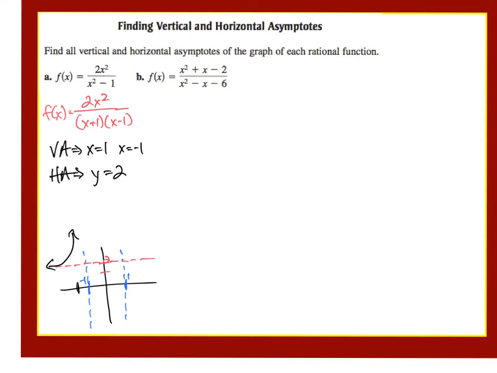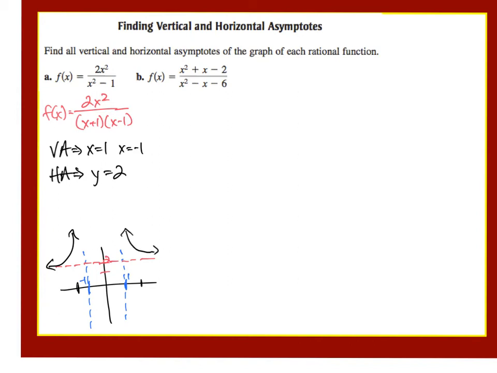Well, let's do the right of 1. All right, I'll save the middle for in a second. So let's do the right of 1. So let's pick something like 2. If I substitute in 2, what would I get again? 8 over 3 still. All right, so is that above or below?